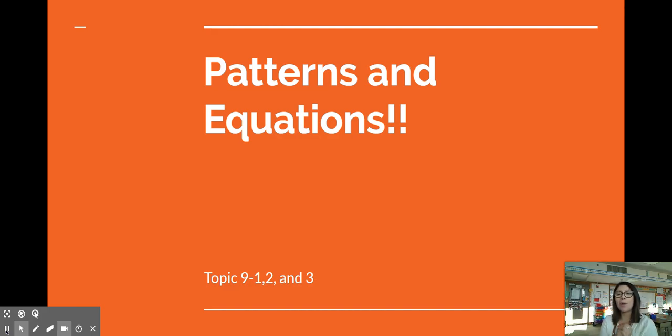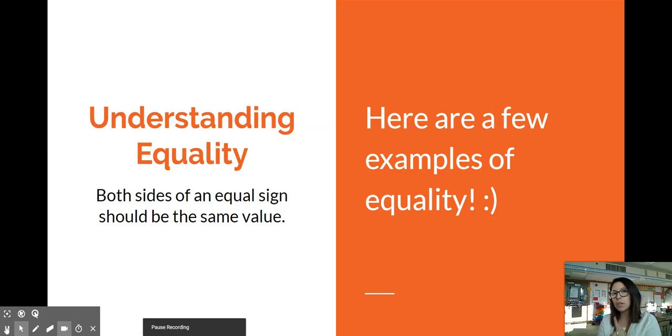If you want to know more about patterns and equations, stay tuned. Okay, guys, so the first thing we're going to talk about today is understanding equality. So equality, hopefully we're thinking of that root word, or that small word, equal. So equal is what we're going for. Equality means that one side of the equation has to equal the other side of the equation. Stay tuned and look below because we're about to go over that.